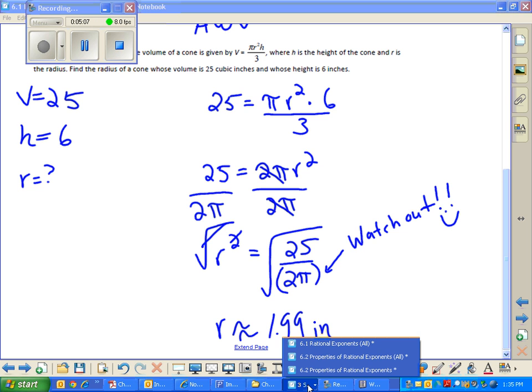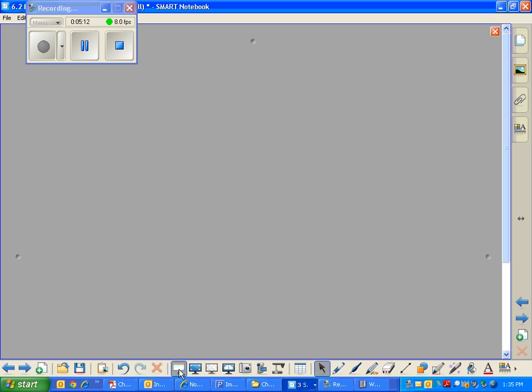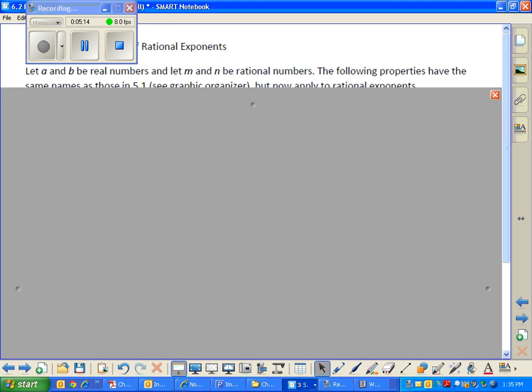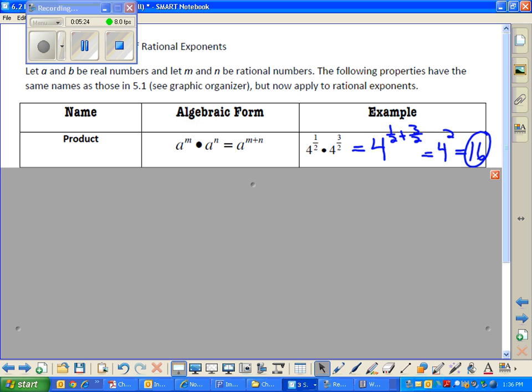So we do have a list, and I'll screen share and walk you through them a little bit. You already have this list. If photocopied on a graphic organizer from 5.1, you have a nice gold sheet. It's the exact same properties, just to let you know. Our first property on that paper was the product property. You're allowed to use it to simplify an expression where there's a product of like bases represented. So if you have like a to the m times a to the n, that's the same thing as a to the m plus n.